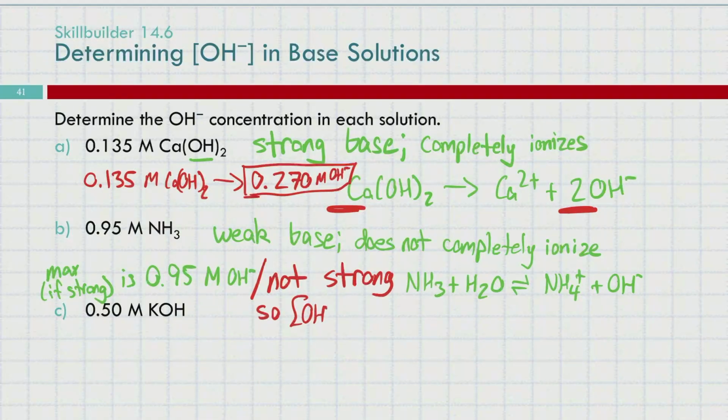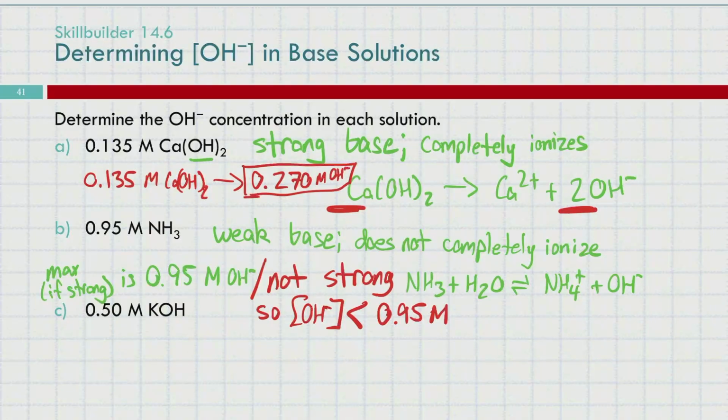So our concentration of hydroxide is less than 0.95 molar. For those of you that have trouble remembering which side is bigger, the alligator eats the bigger number, right? So the 0.95 molar is bigger than the concentration of hydroxide. Hydroxide concentration is less than 0.95 molar.